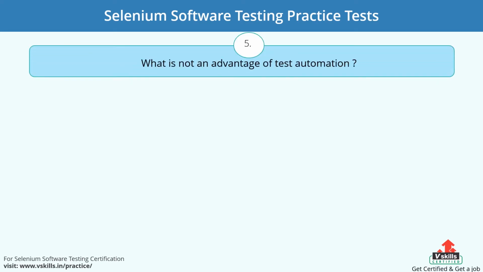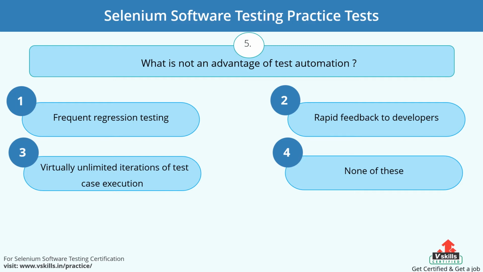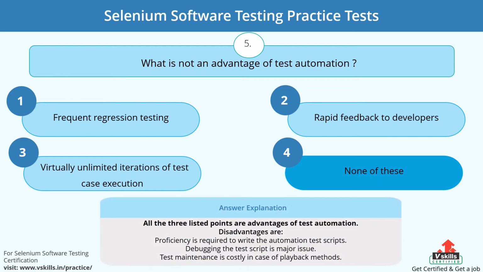Question number 5. What is not an advantage of test automation? The options are A. Frequent regression testing, B. Rapid feedback to developers, C. Virtually unlimited iterations of test case execution, D. None of these. The correct answer is option D. All the 3 listed points are advantages of test automation. Disadvantages are A. Proficiency is required to write the automation test scripts, B. Debugging the test script is a major issue, C. Test maintenance is costly in case of playback methods.